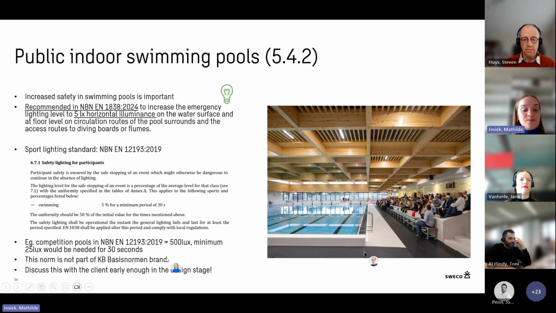But this norm is not part of the KB basisnormen, but a pool is a risk situation. So if you have a pool, we would say talk to your design team, discuss it early enough with the client in the design stage, so that we have a good understanding with the whole design team of what we should apply here.